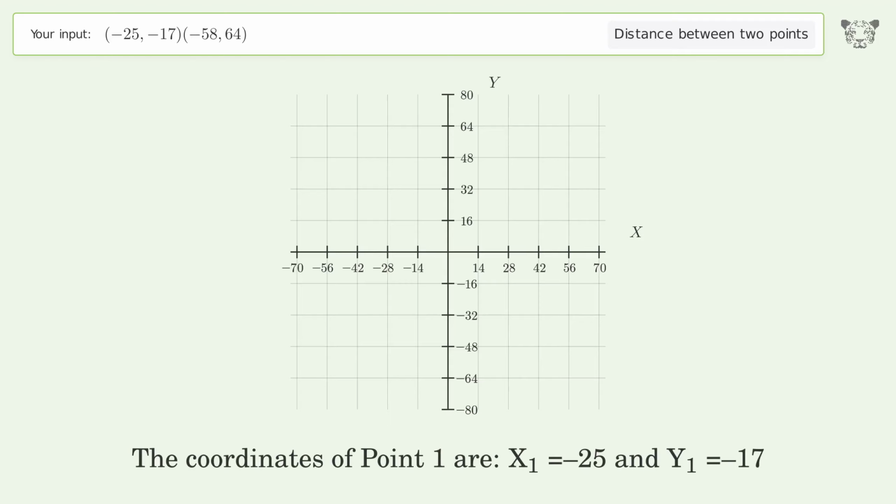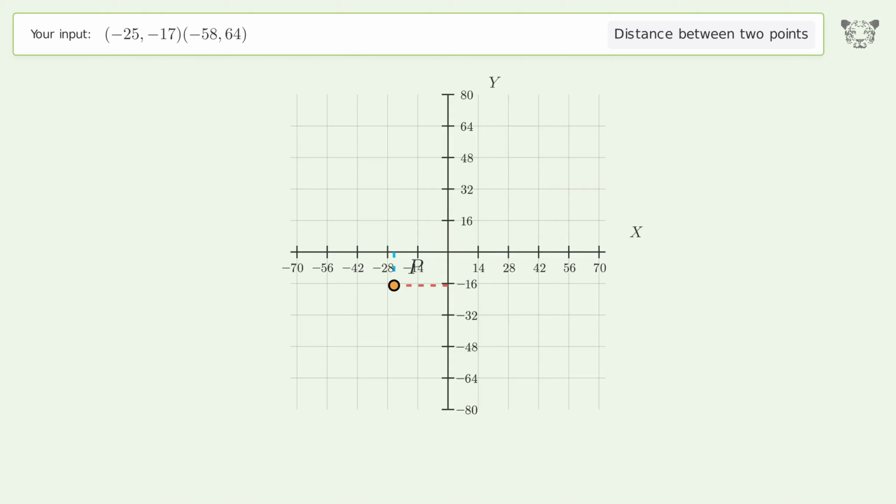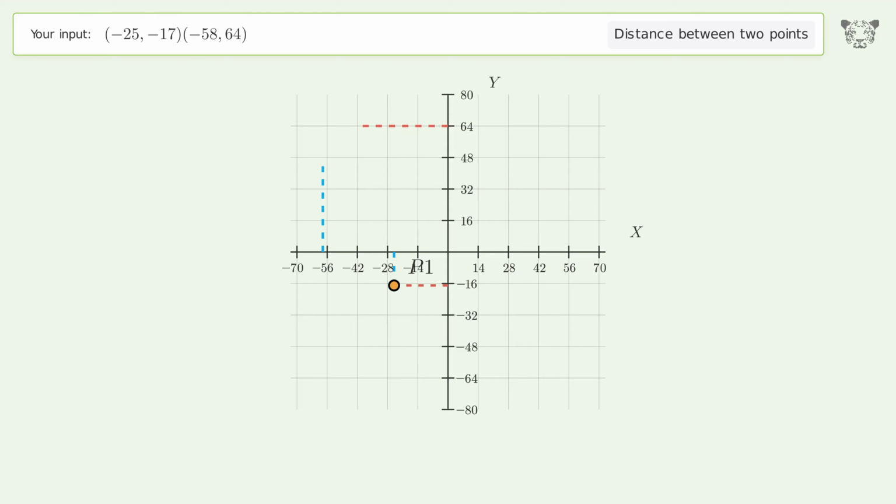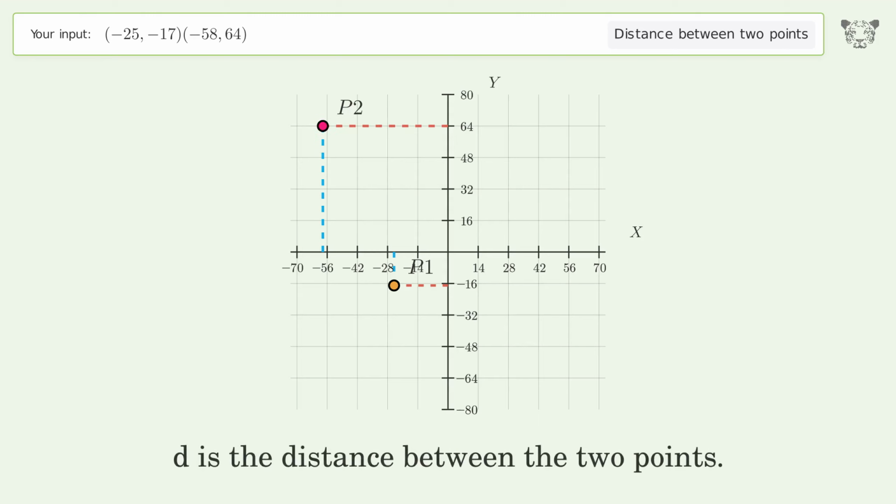The coordinates of point 1 are x1 equals -25 and y1 equals -17. The coordinates of point 2 are x2 equals -58 and y2 equals 64. D is the distance between the 2 points.